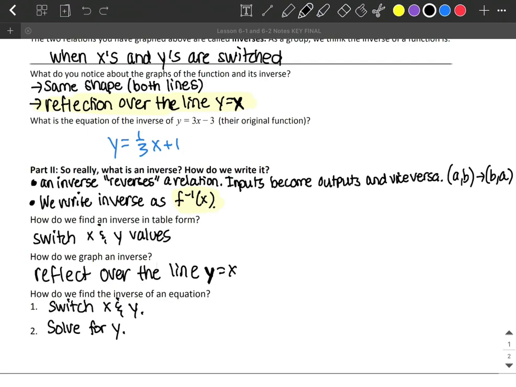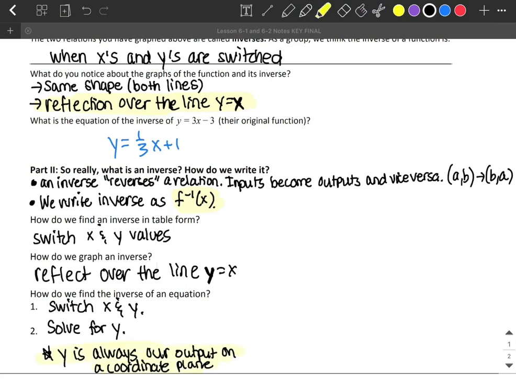The reason why we're solving for y is because y is always going to be our output no matter what on a coordinate plane. And we want our output by itself. We always want our output by itself, especially if we want to write things in function form. All right, so that's also important. I'm going to highlight that as well.